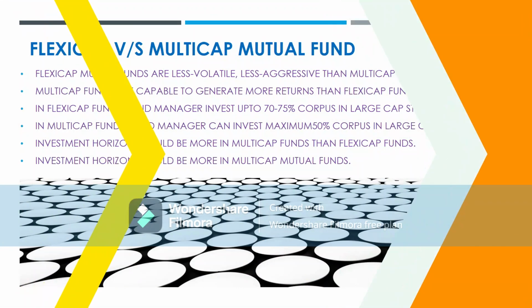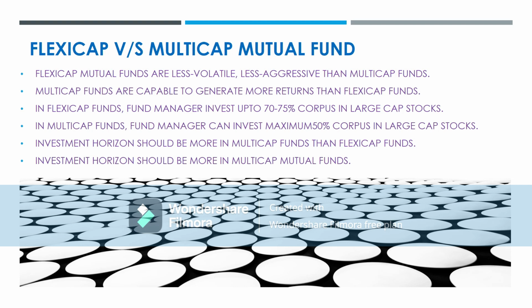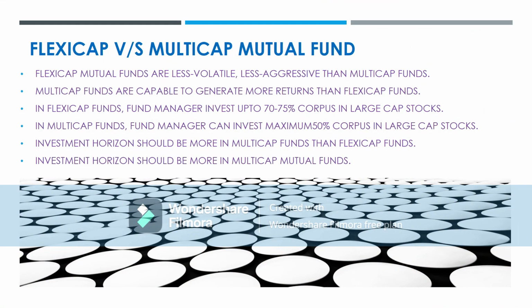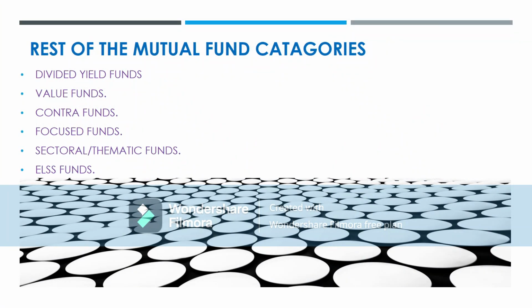So we can say that in a bear phase of the market or in a consolidation phase, flexi cap mutual funds can give you good returns as compared with multi-cap mutual funds. But in a long investment horizon, returns of multi-cap mutual funds will be more than flexi cap mutual funds. As compared to flexi cap funds, multi-cap funds are more volatile, more aggressive and have the capacity to give more returns than flexi cap funds in the long run.